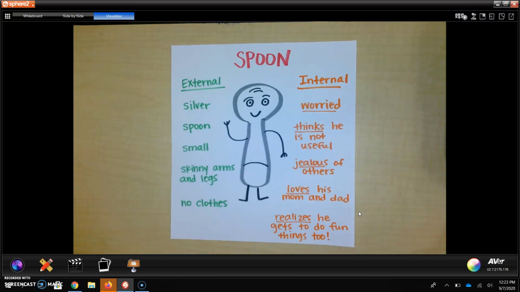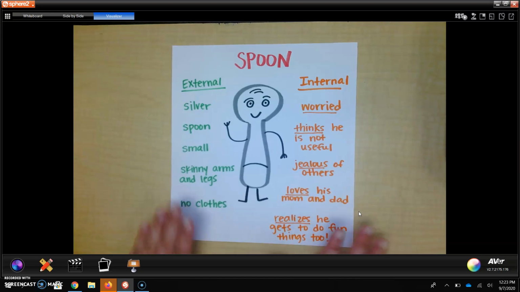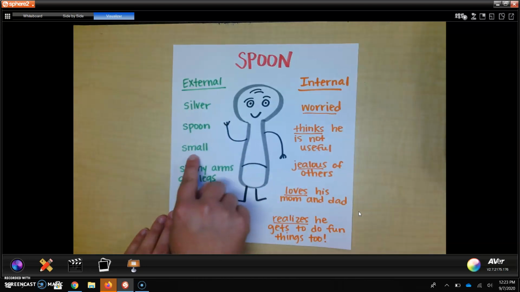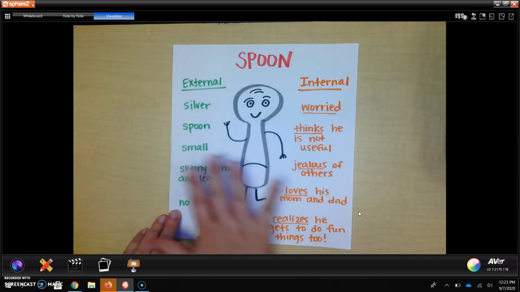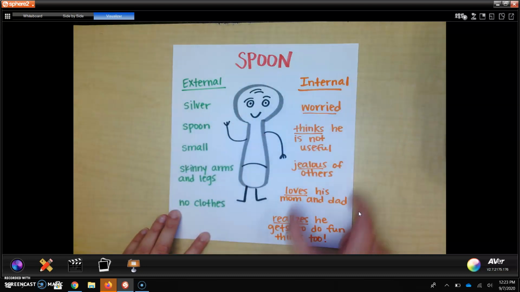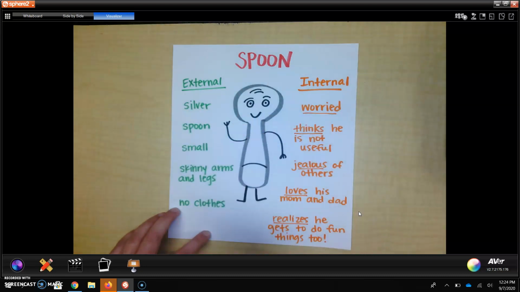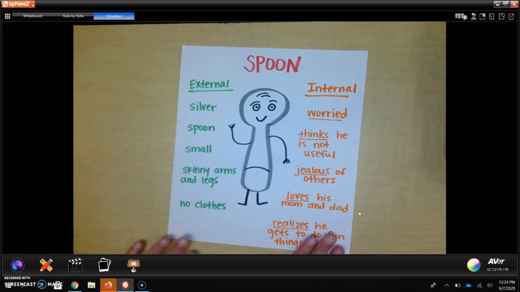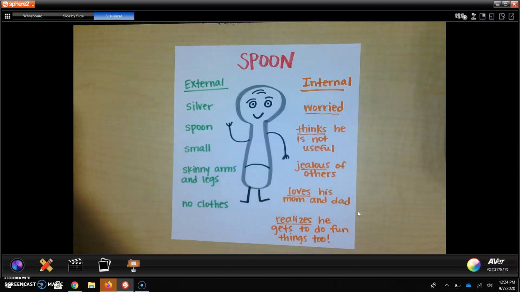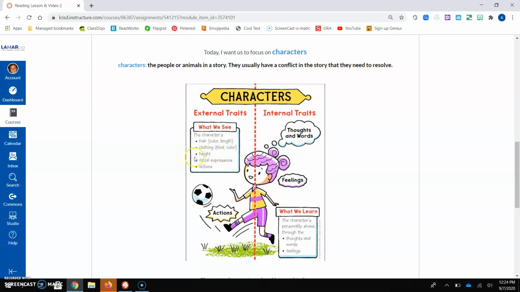So now I just showed you how to identify external traits, so things you see on the outside of them, and internal traits, things that you see on the inside, like thoughts and feelings. If you're ever confused, always, always, always go back to this anchor chart right here.